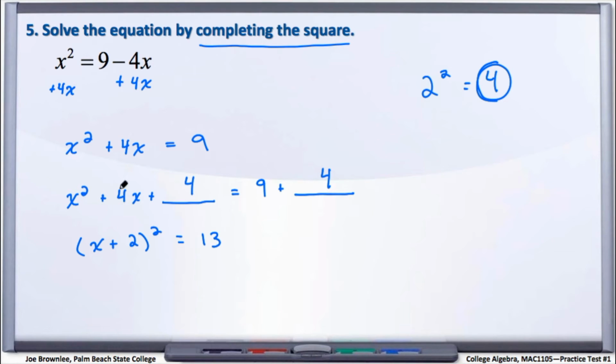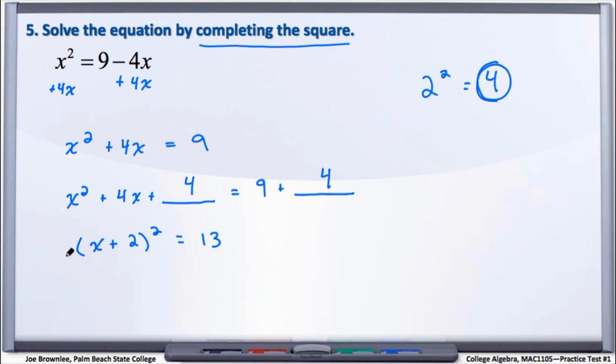And then what's half of 4? Or if this was 6, what's half of 6? Or if this was 8, what's half of 8? You take half of that middle term, and that becomes the second term of the binomial. Wrap it in parentheses and square it. And then, of course, equals whatever the right-hand side of your equation equals.